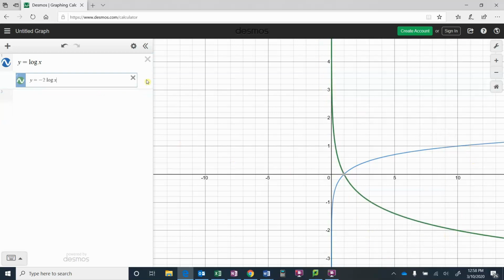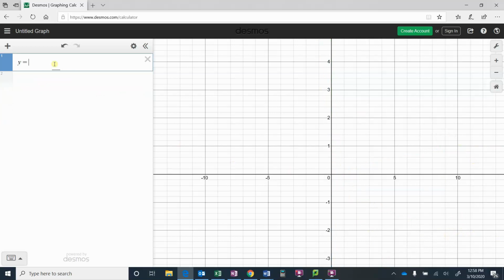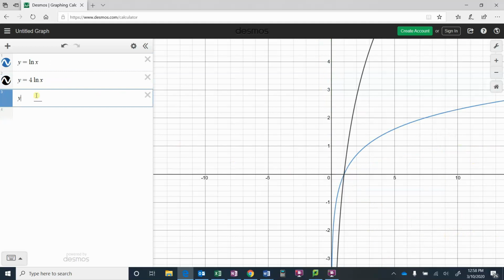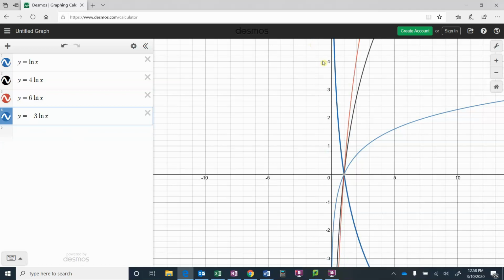And the same would be true for ln x. As long as we keep the value in front of ln x positive, the graph is going to continue to go up. But as soon as I make the number in front negative, now our graph is going to be decreasing. It's going to be going down.